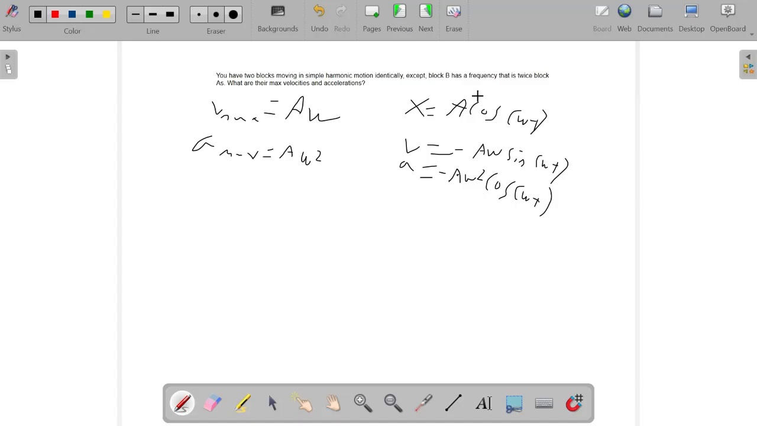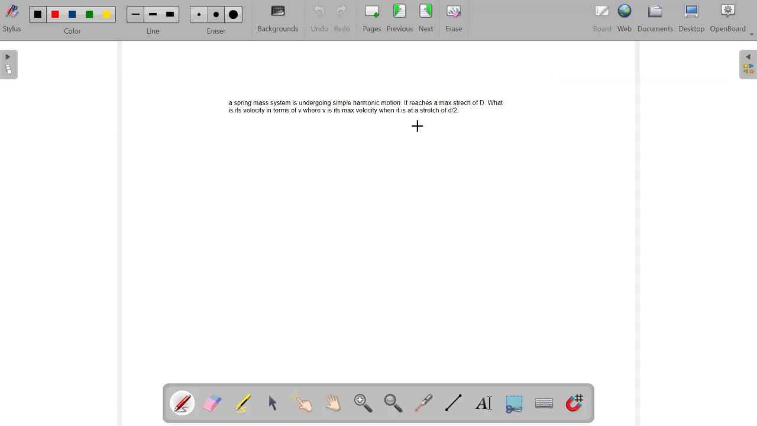Anyways, block B has a frequency that's twice block A's. And that means this is going to be doubled, and this is going to be quadrupled. If you don't get that, it's because you're doubling the frequency. So this is obviously going to be doubled because the frequency is now twice what it used to be. And because it's angular frequency squared here, it's going to be quadrupled.